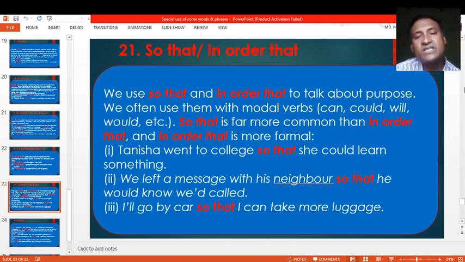We left a message with his neighbor so that he would know we had called. Next example. I will go by car so that I can take more luggage.